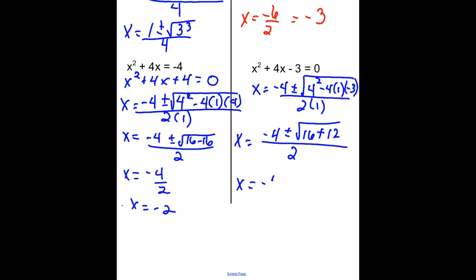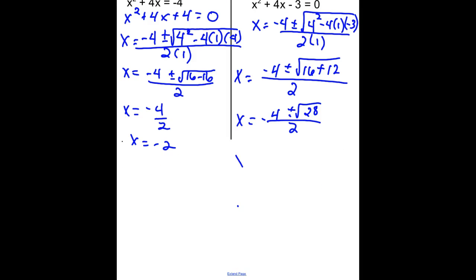Can we reduce the square root of 28? All right, think of it as 4 times 7. So the 4 turns into 2. All right, so we have x equaling negative 4 plus minus 2 root 7 all over 2.